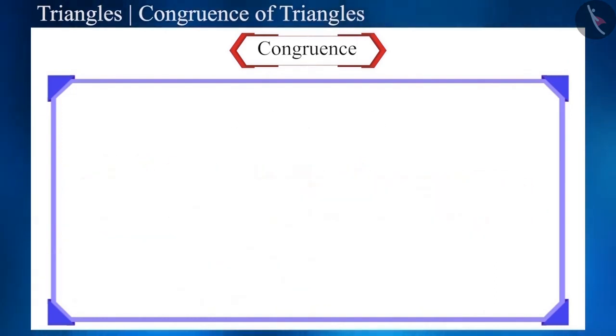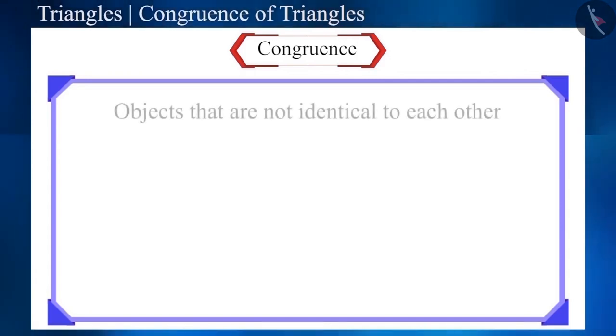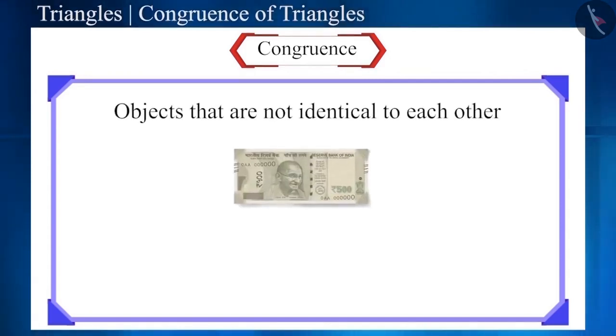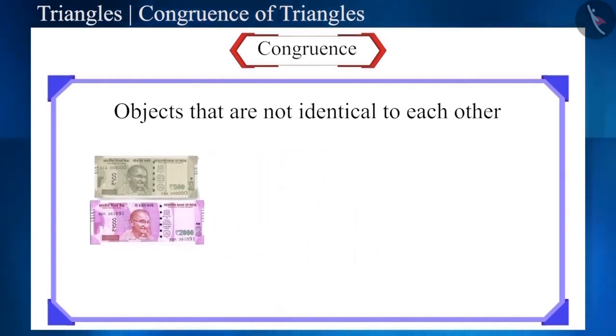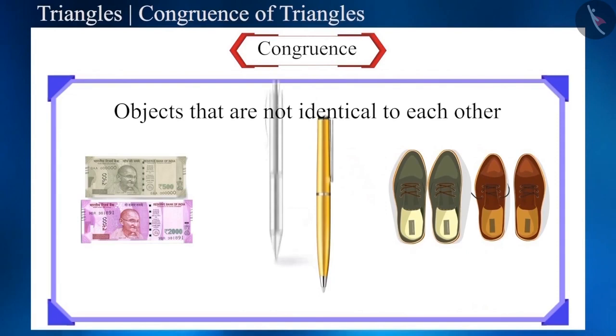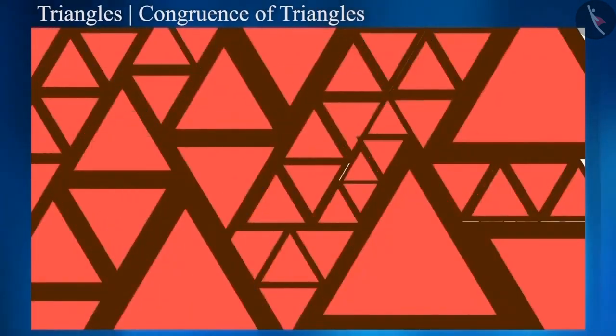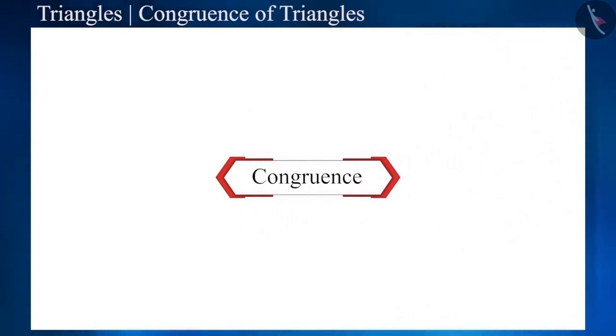identical to each other. And now, here are some objects that are not identical to each other. A 500 rupee note and a 2000 rupee note are not identical to each other. Shoes of different sizes and pens of two different companies, etc. Now we will study the concept of congruence in geometry.